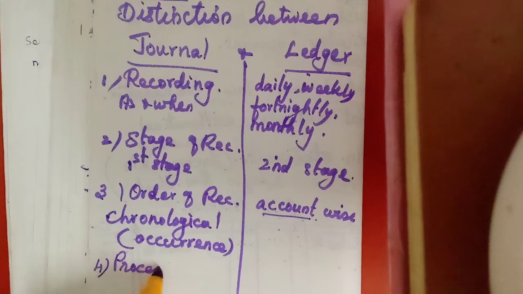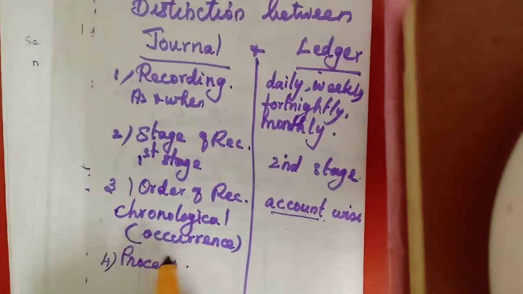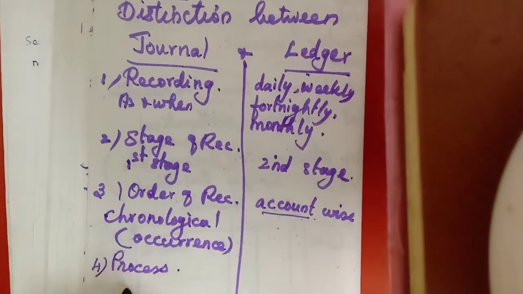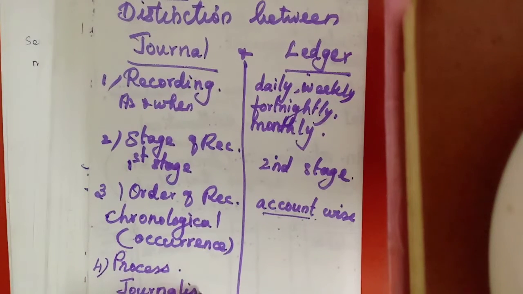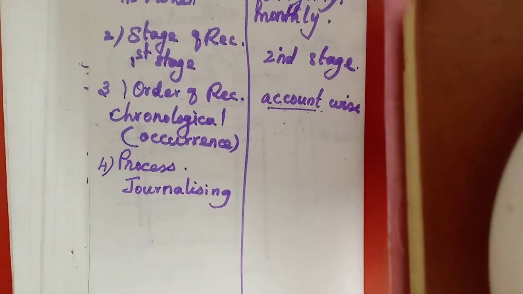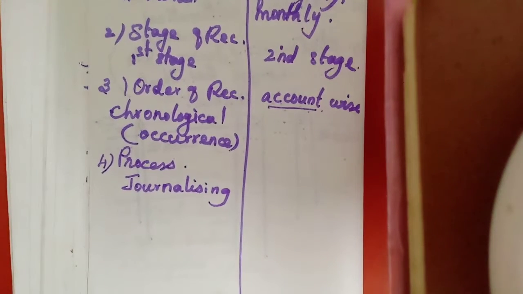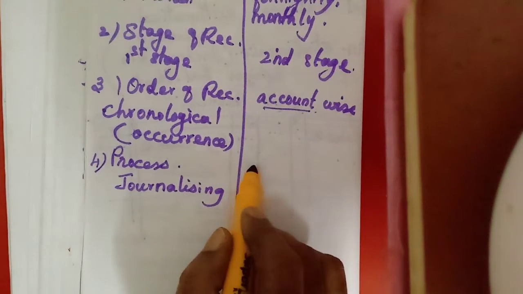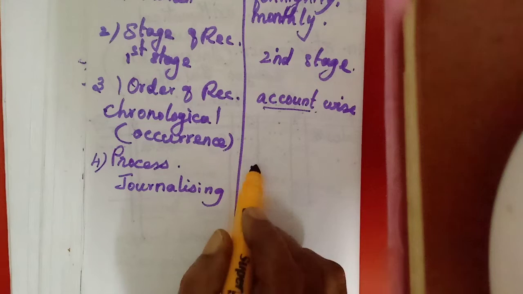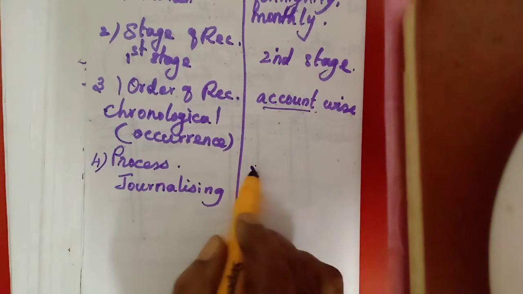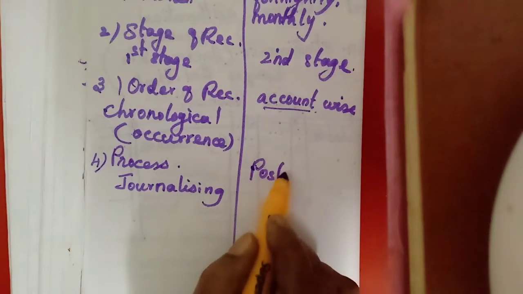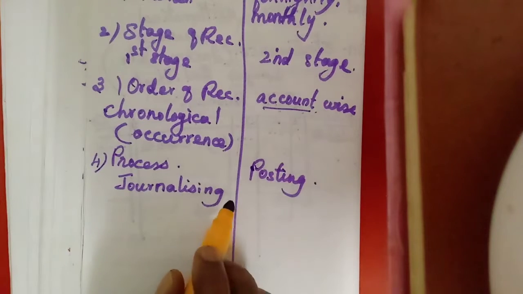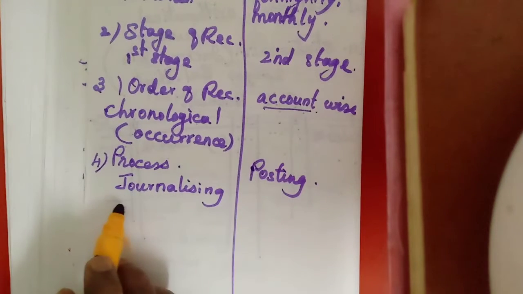Then process. The process of preparing journal entry is called journalizing. We have learned what is journalizing, isn't it? So the process of preparing journal entries or recording in the journal is called journalizing. Here, that process of recording the journal entries in the ledger account is called posting. Journal entries we will post in the ledger. That is the process called posting.